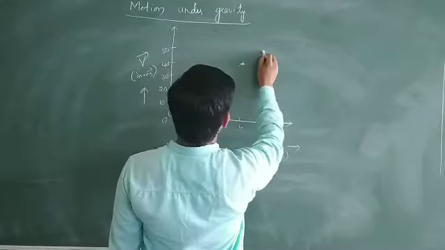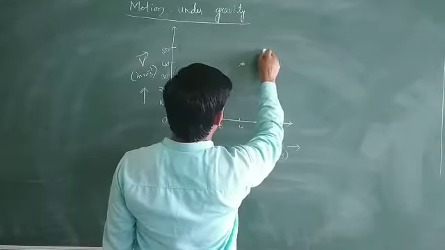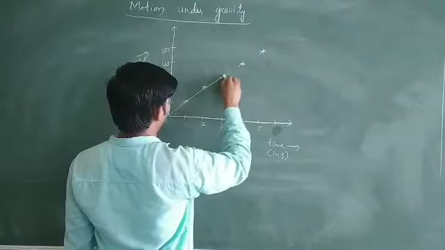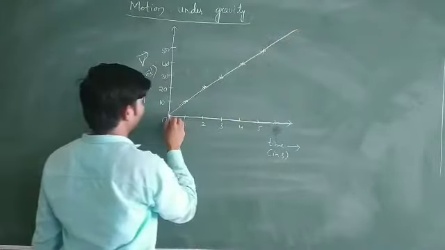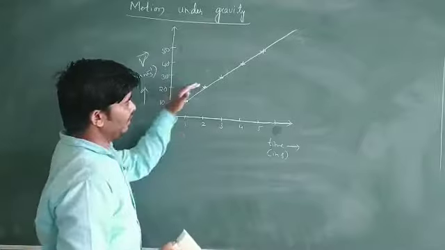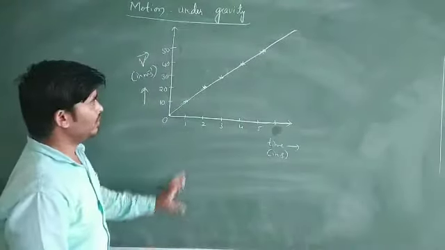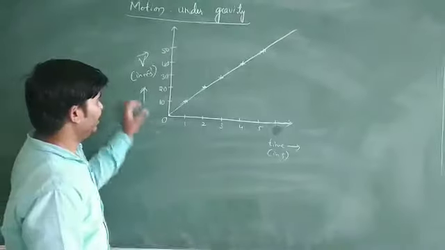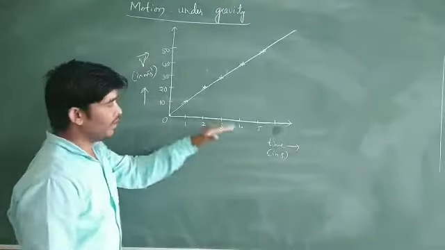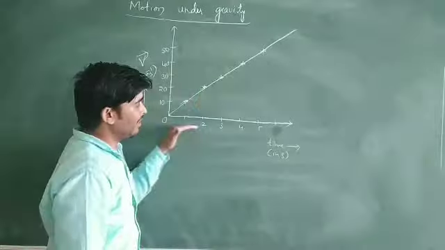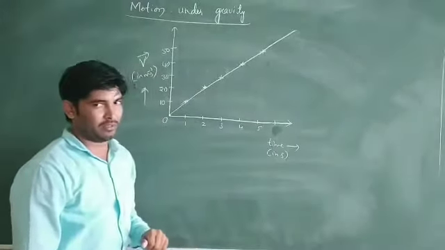After 5 seconds, it is 50 meters per second. So join all these points, and you will get a straight line from the origin. That line is inclined to the time axis. So for a free falling body, the velocity-time graph is a straight line inclined to the time axis.